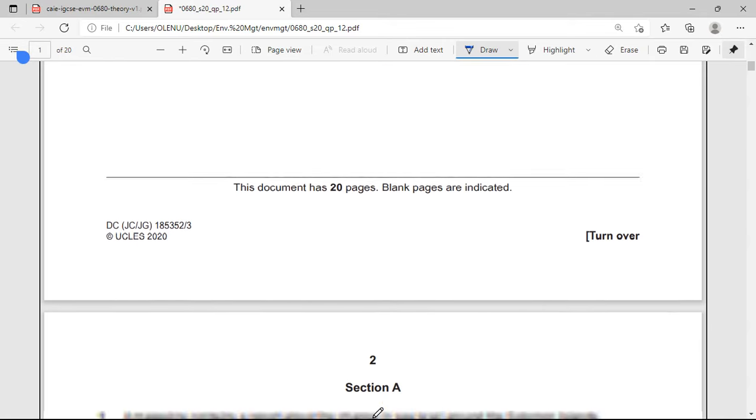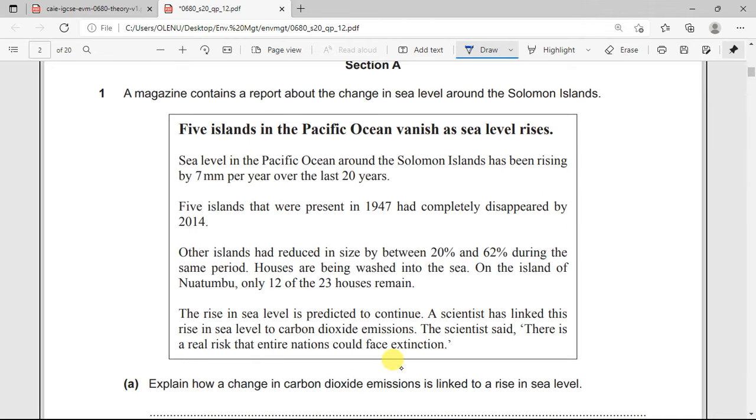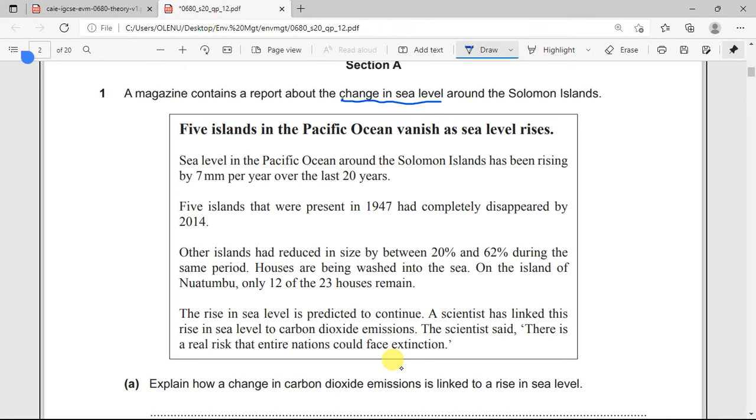Okay, first, Section A, Question 1 says a magazine contains a report about the change in sea level around the Solomon Islands. Five islands in the Pacific Ocean vanish as sea level rises. Sea level in the Pacific Ocean around the Solomon Islands has been rising by 7 millimeters per year over the last 20 years. Five islands that were present in 1947 had completely disappeared by 2014. Other islands had reduced in size by 20% and 62% during the same period.